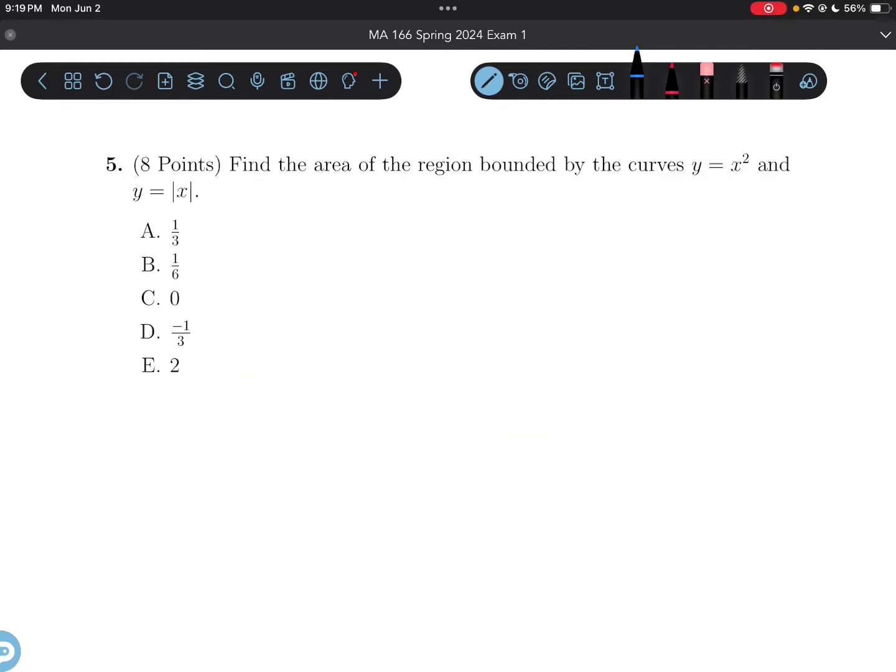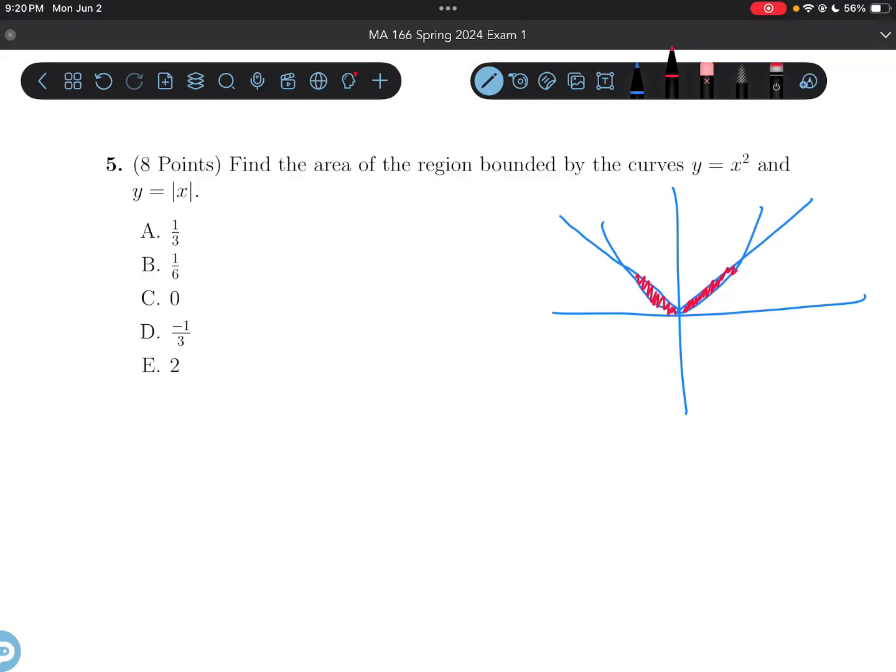Alright, question 5 says, find the area of the region bounded by the curves y equals x squared and y equals the absolute value of x. So for any problem like this, a good starting point is to draw out a diagram of what the problem is telling us to do. y equals x squared looks kind of like this. And then y equals the absolute value of x would look like this. Okay, and that means that the area we want to find is the portion shaded in red here.